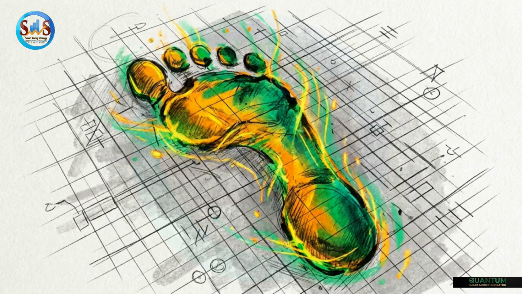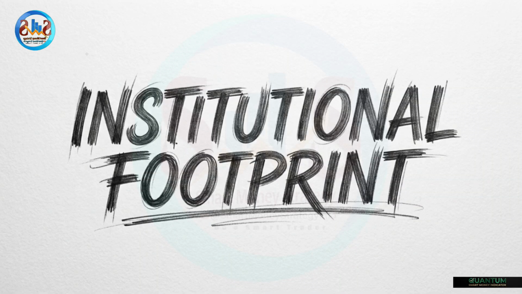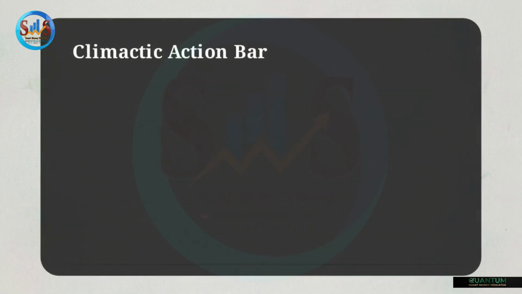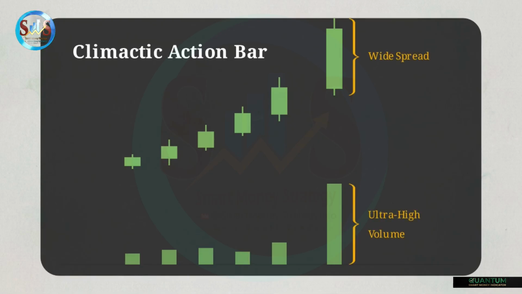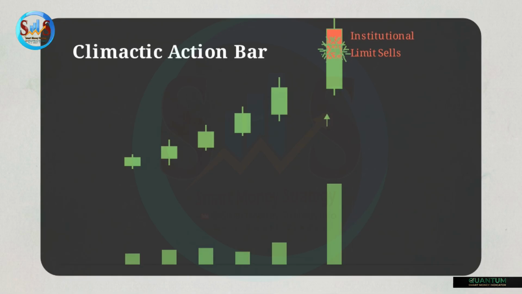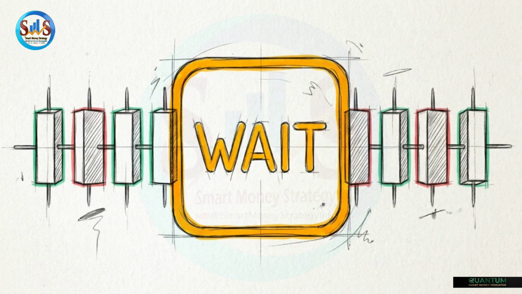This massive transfer of ownership leaves a distinct footprint on the chart. In volume spread analysis, it is known as the Climactic Action Bar. This is a Climactic Action Bar. After an extended uptrend, a wide bullish candle appears with an isolated, massive volume spike directly beneath it. Retail buy orders crash into and are absorbed by hidden institutional limit sells localized within this single candle. Demand is neutralized. This heavy absorption makes the footprint a signal to pause.